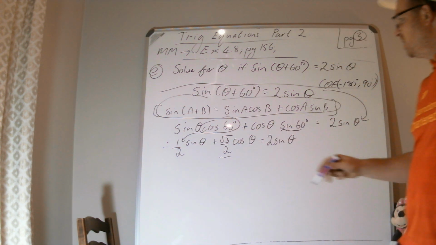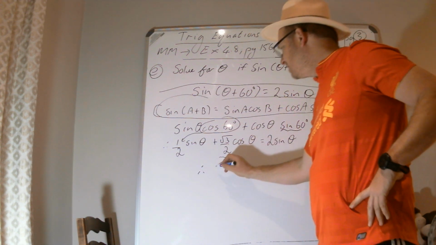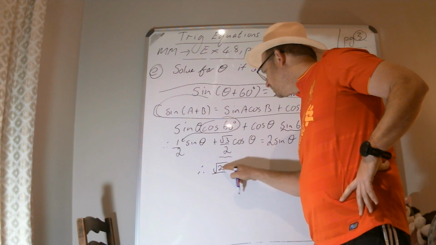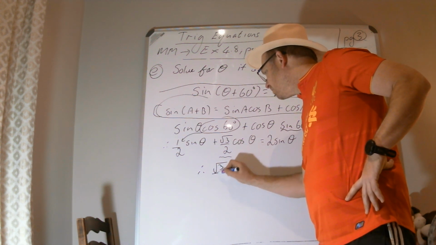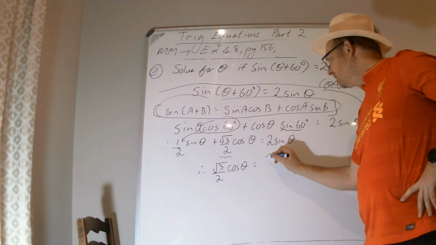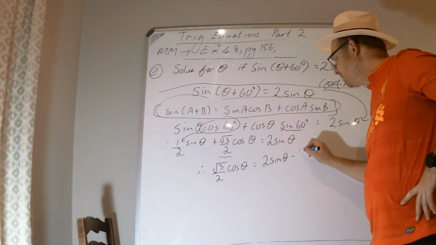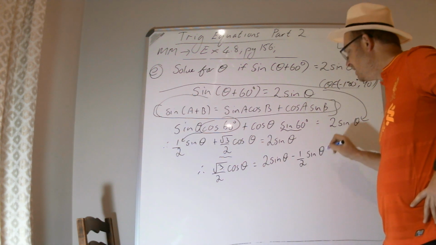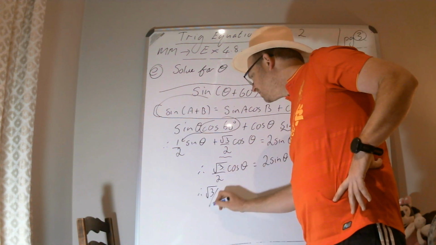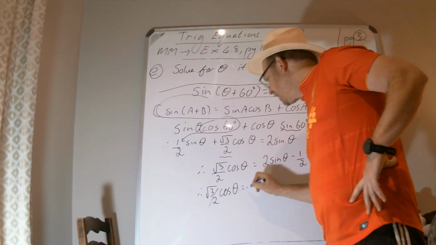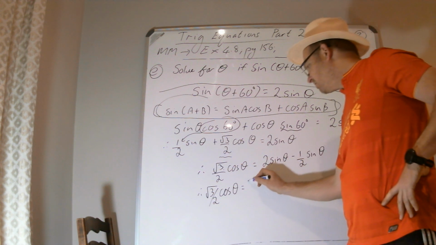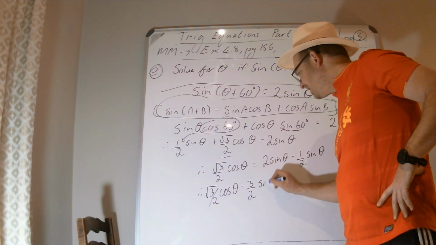And so what are you going to do next, Calexis? Indeed, you're going to take root 3 over 2 cos theta, leave that on that side, and we're going to move that across. So I'm going to have 2 sine theta minus a half sine theta, and those are like terms. So I get, therefore, root 3 over 2 cos theta is equal to, well, this is 4 over 2 minus 1 over 2, Genya, is, yes, 3 over 2 sine theta.